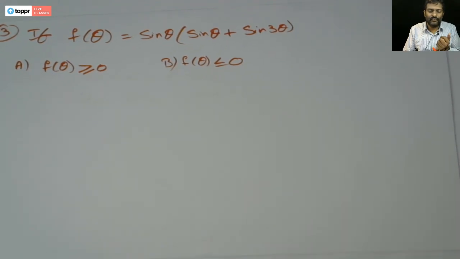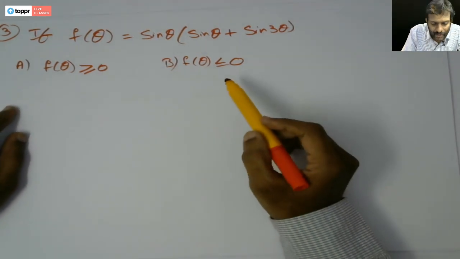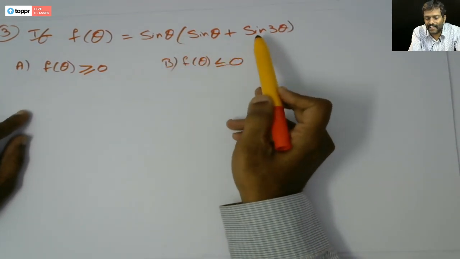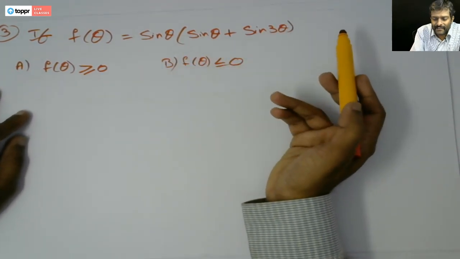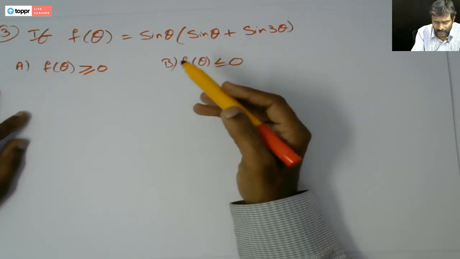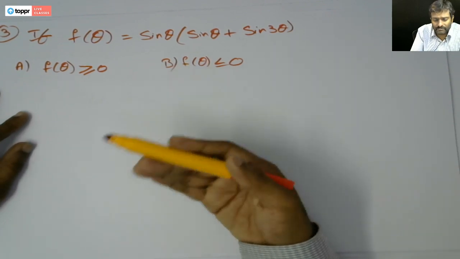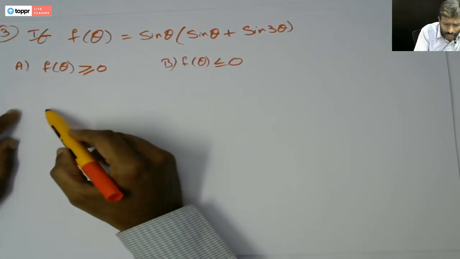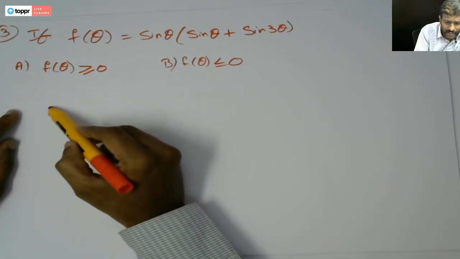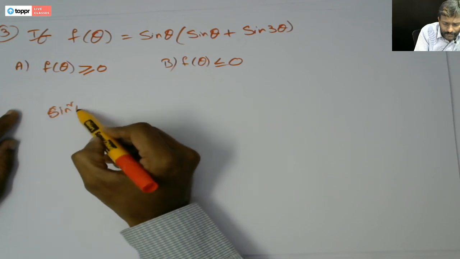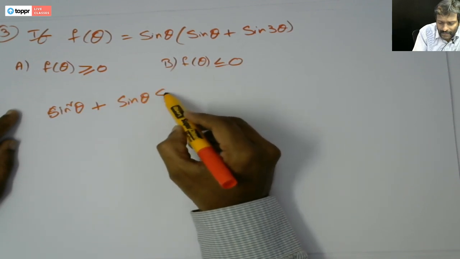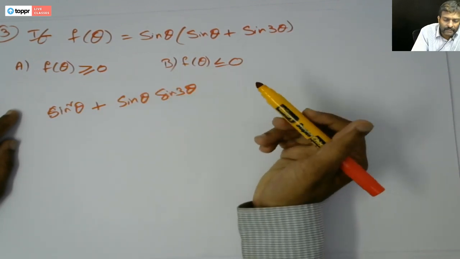And the next one is to find if f of theta is always greater than or equal to 0 or less than or equal to 0. If f theta is given as sine theta into sine theta plus sine 3 theta, we have to figure out if this is positive or negative. That is the meaning of this question. So if I consider this sine theta times sine theta plus sine 3 theta, I can write it as sine square theta plus sine theta into sine 3 theta, right?